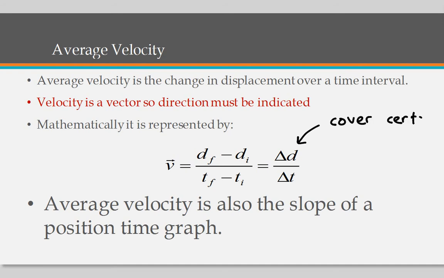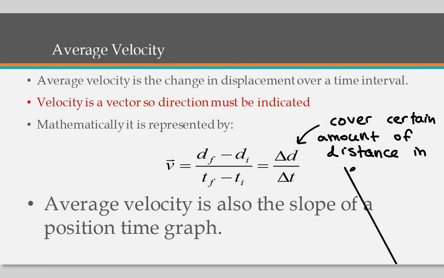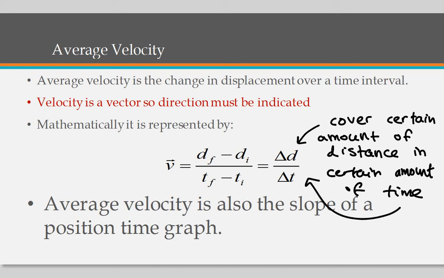Cover a certain amount of distance in a certain amount of time. And you create this ratio, delta d divided by delta t. Certain amount of distance in a certain amount of time.